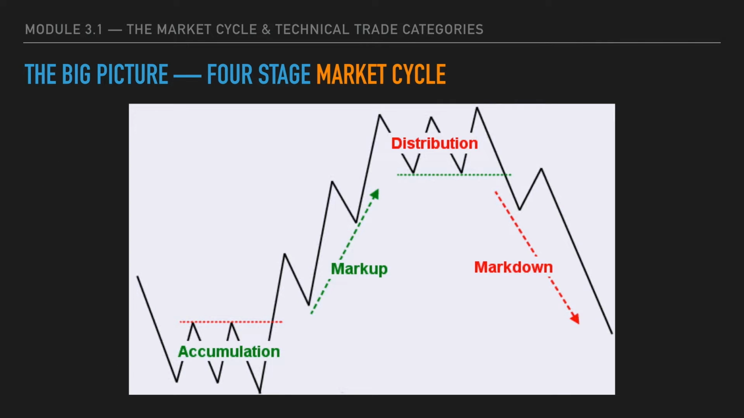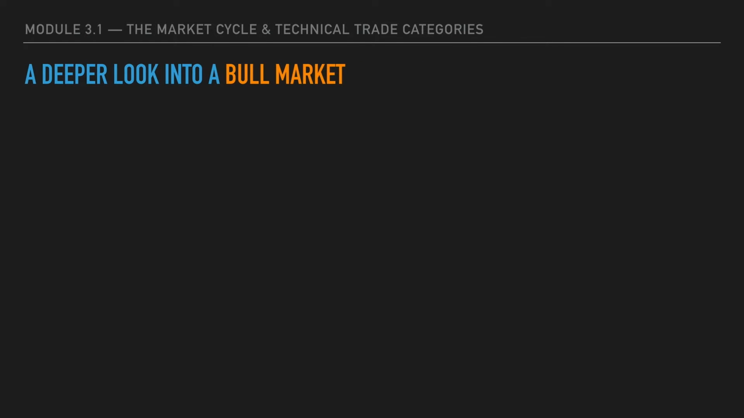Alright, so these are the 4 stages of the market cycle. As I mentioned earlier, the easiest stage to make money and also the best stage for beginner traders to start learning how to trade is stage 2, the markup stage or the uptrending stage. Since this course is primarily for beginners, let's take a deeper look into how these classic bull market stages work out.